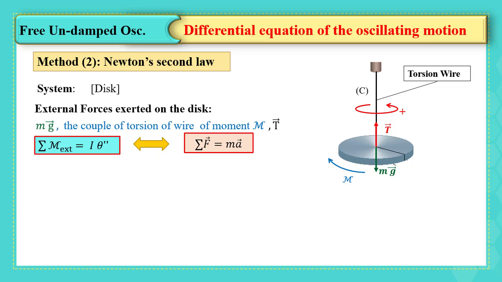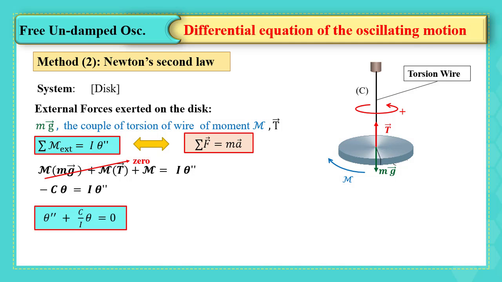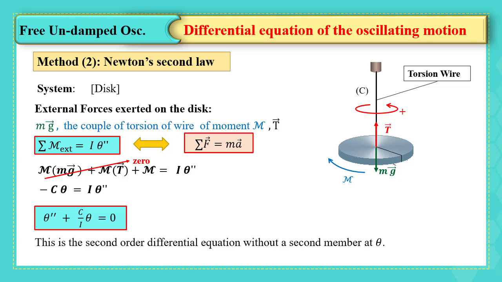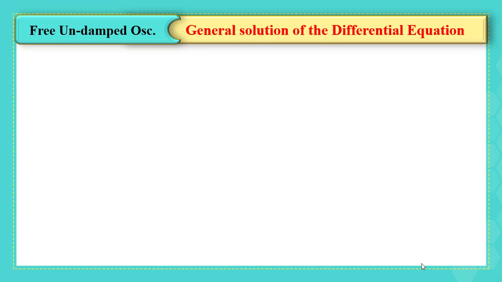Now, writing the moments of the forces that we have, we can find that the moment of the weight and the moment of tension are zeros, since they pass through the axis of rotation. So we have only minus c theta equals I theta double prime. Finally, we can write theta double prime plus c over I theta equals 0, and here also it is the second order differential equation. What is the general solution of this differential equation?